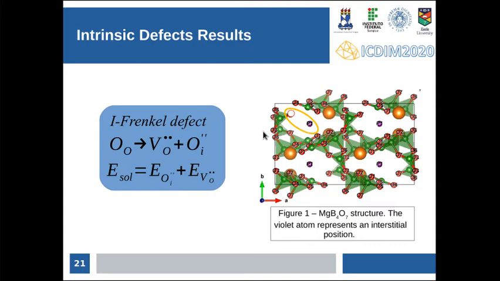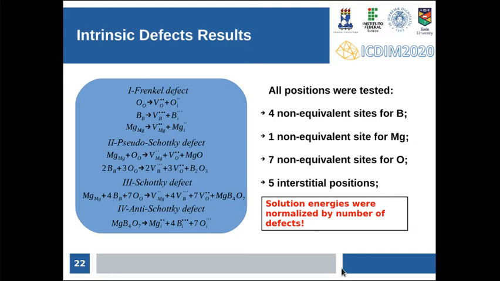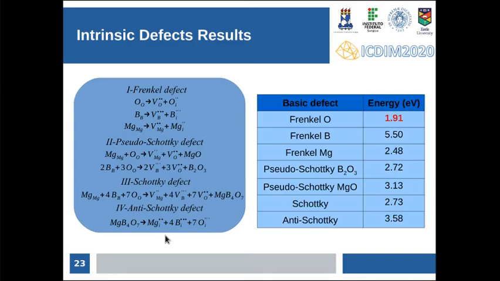And here you can see all equations used for Frenkel reactions, Frenkel pseudo-Schottky, and Schottky. We tested all positions. There were 4 non-equivalent sites for boron, 1 for magnesium, 7 for oxygen, and 5 interstitial positions. The solution energy was normalized by the number of defects. So here we present the results.